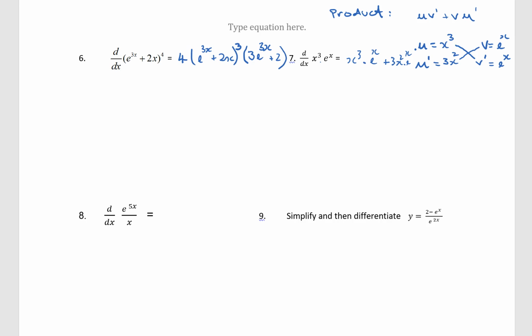Just looking at that and thinking about possible simplification, you may take out the e to the x. e to the x occurs in both, so that could be taken out as a common factor, leaving x cubed plus 3x squared, which of course cannot be simplified. So yes, I guess that is a simplified answer.